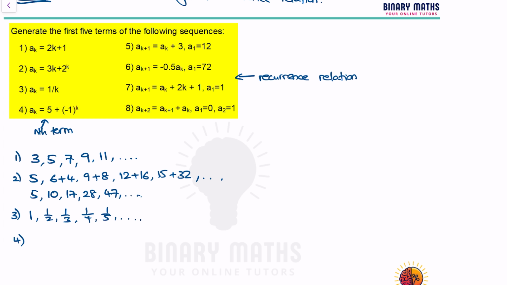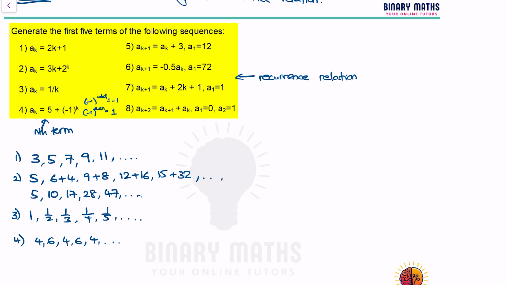Question 4. The first one will be 5 plus (minus 1) to the power of 1, which is equal to 5 minus 1, which is 4. Next one, (minus 1) squared, will be obviously 1. So that means 5 plus 1 will give you 6. Now what you realize is every odd term will give you 4 and every even term will give you 6, because minus 1 to the power of an odd number is equal to minus 1, and minus 1 to the power of an even number is equal to 1. So you end up getting this periodic sequence, and so on. I just needed to do up to the 5th term. So that is it: 4, 6, 4, 6, 4.